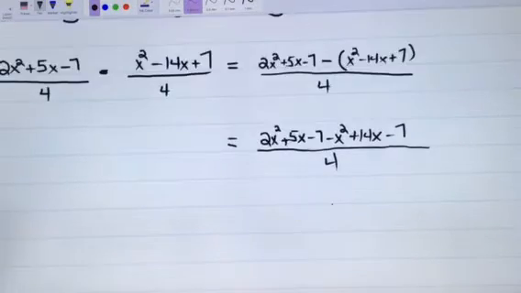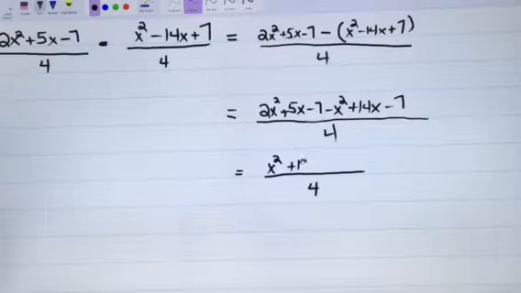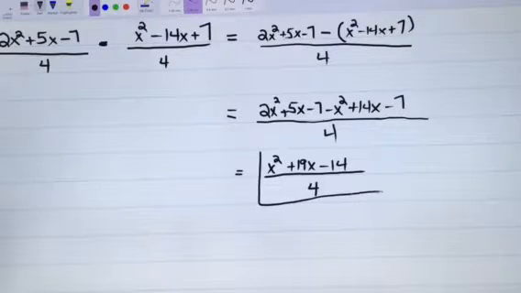Now, as we look at combining the terms together, we have 2x squared minus x squared, so this will be x squared. Then we have 5x plus 14x, so this will make 19x. Then we have negative 7 minus 7, so this will be negative 14. So for the difference between the fractions, the final result is (x squared plus 19x minus 14) all over 4.